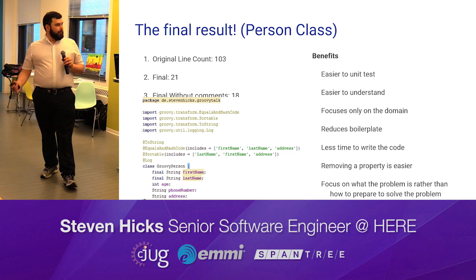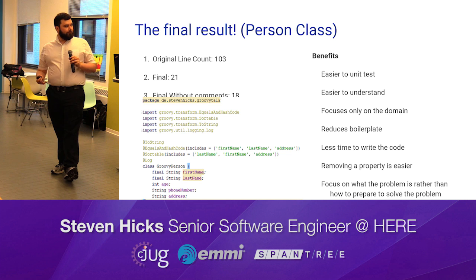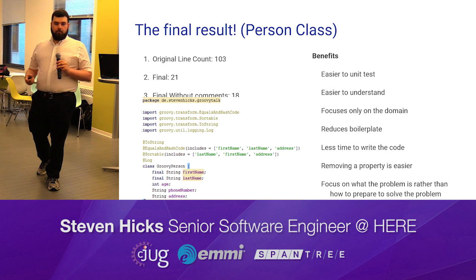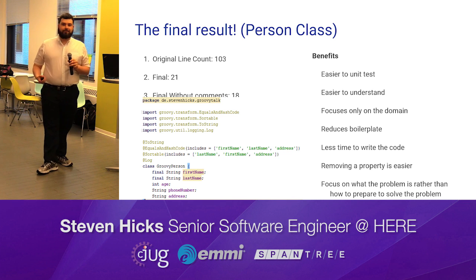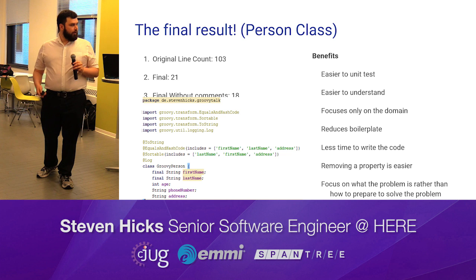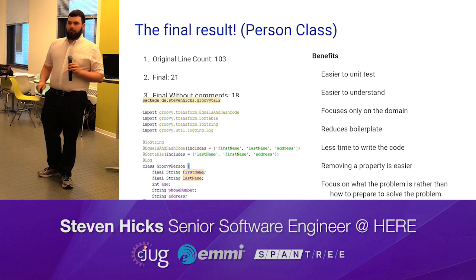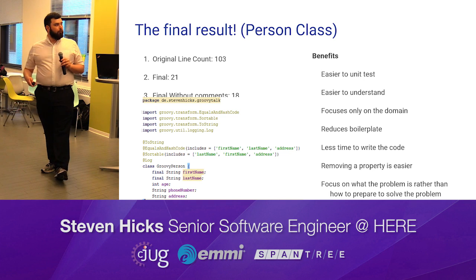So we reduced boilerplate. It took less time to write the code if we were to write this from the start. It means that removing or adding a property is a lot easier. We no longer have to generate new getters or setters, and we don't have to adapt existing compareTo methods or the equals and hashCode methods. And it allows us to focus on the problem rather than trying to prepare how to solve the problem later down the road.